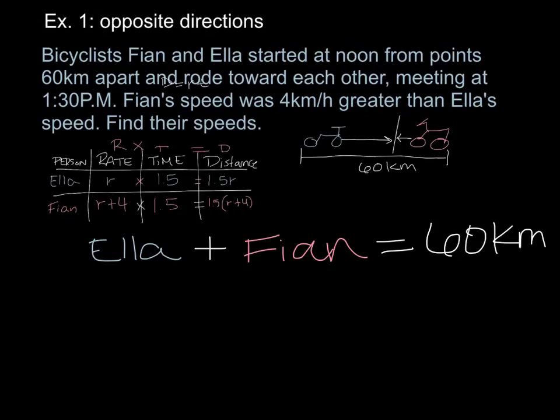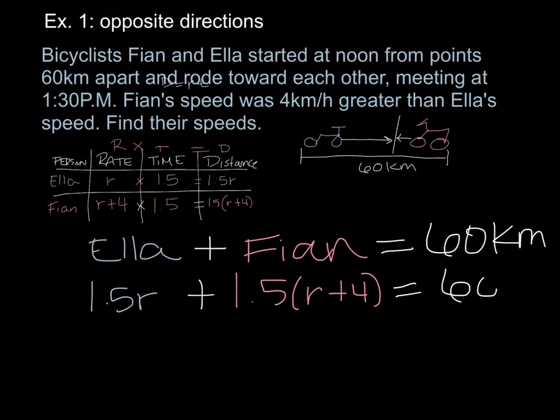Now we're going to use some nice substitution. We see that Ella's distance is 1.5R. So I'm just going to write 1.5R plus Fionn's distance, which was 1.5 times (R plus 4), and that is equal to 60 kilometers. All right, so now I have an equation that I can solve. I've distilled all of the information from this word problem down into this equation.